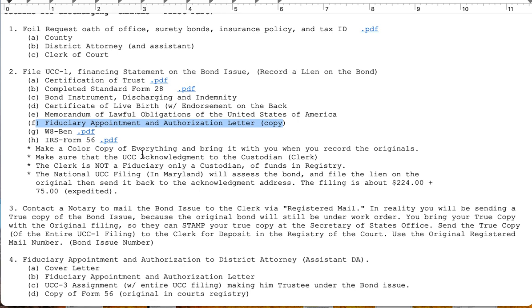The power of attorney. I didn't have that in here, but there's also a power of attorney. That'll be added in here. Once you execute all those documents, make a colorful copy of them. A true copy, but make it a color copy of everything.